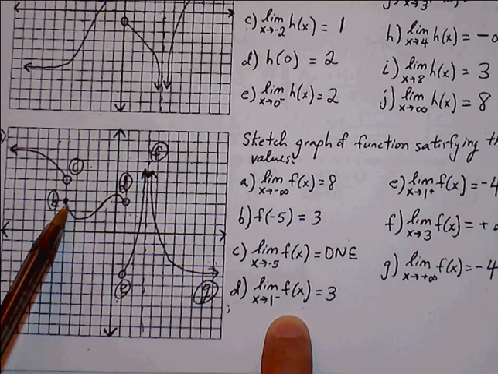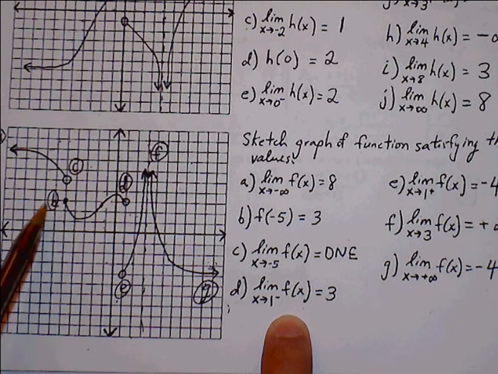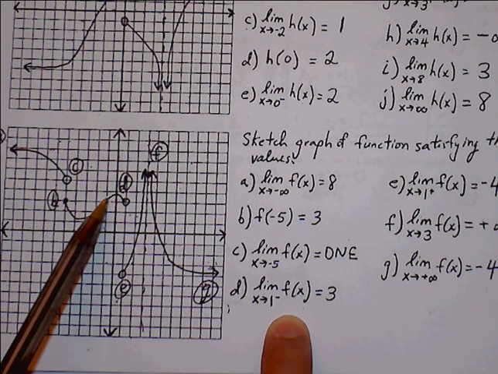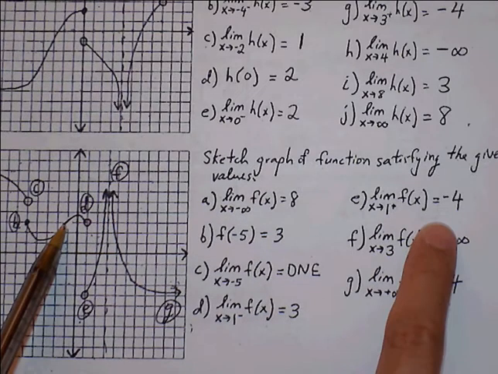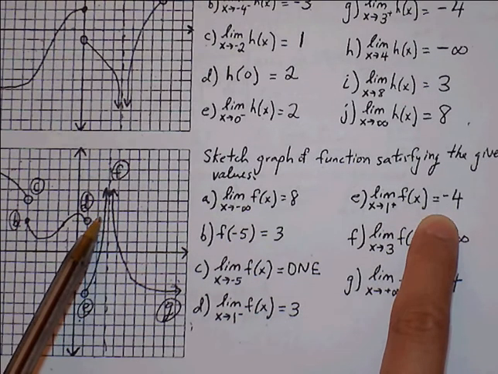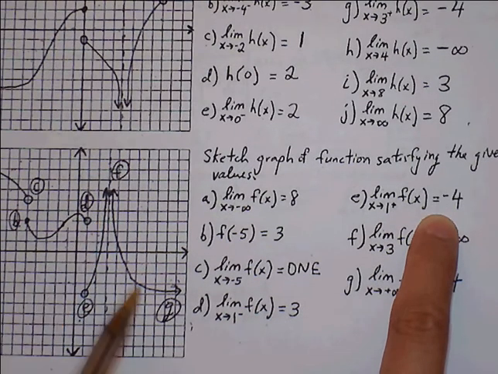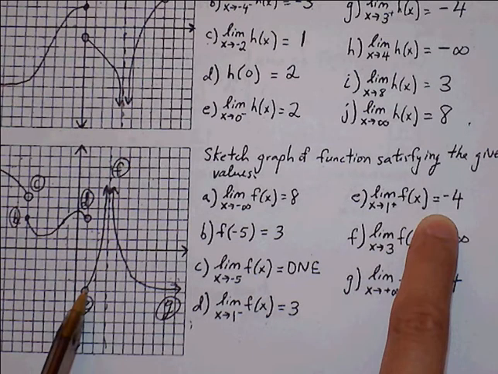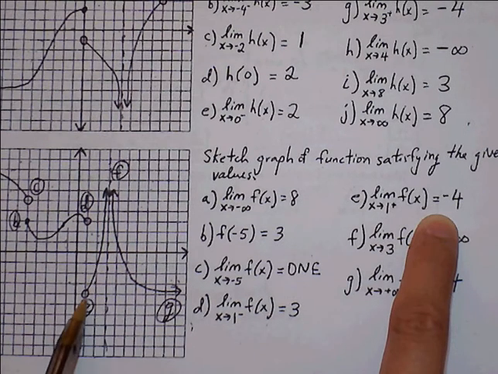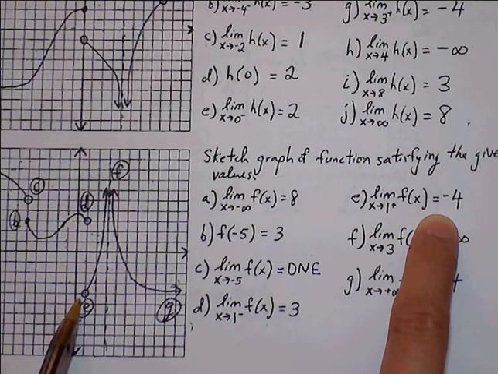Limit as x approaches 1 from the left side of 1. So from the left side of 1, we see that the graph is approaching a y value of 3. Limit as x approaches 1 from the right side of 1 is equal to -4. So from the right side of 1, we want the graph to connect to -4. So that's what I have here.